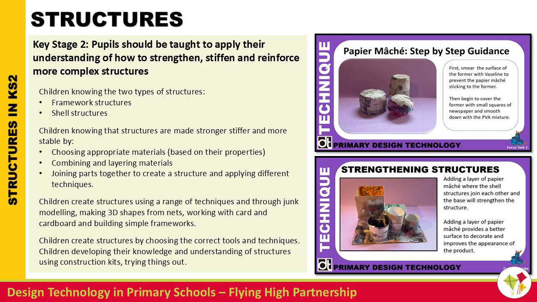Some structures will be the actual product, and some structures will be created as part of an overall product. In Key Stage 2, children's knowledge of structures can be extended to include shell structures. They will learn that a shell structure is a hollow structure made from a thin outer layer, and that shell structures get their strength, stiffness and stability from both their shape and the materials that they are made from.